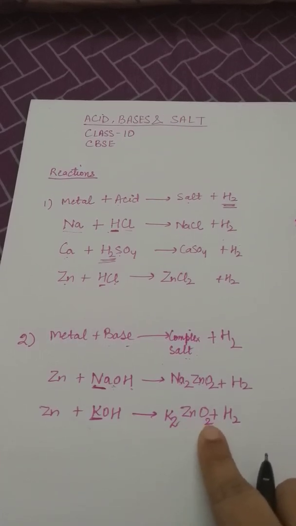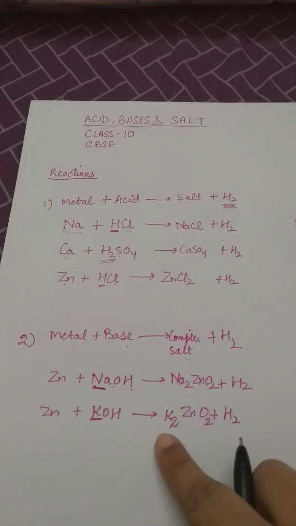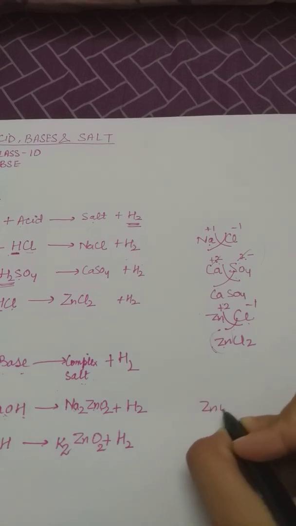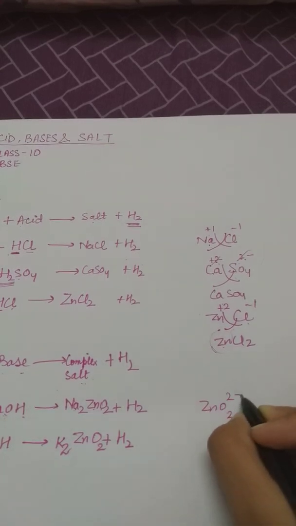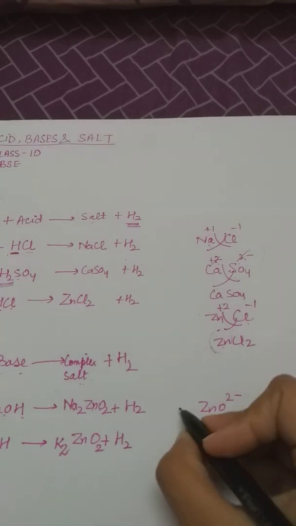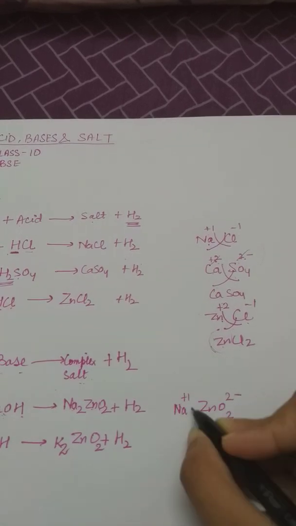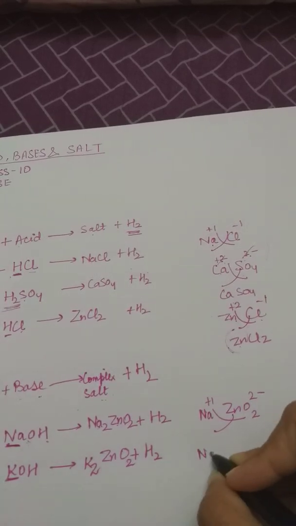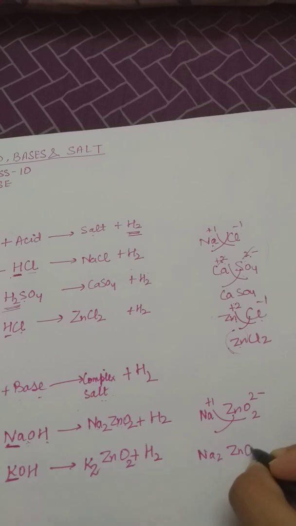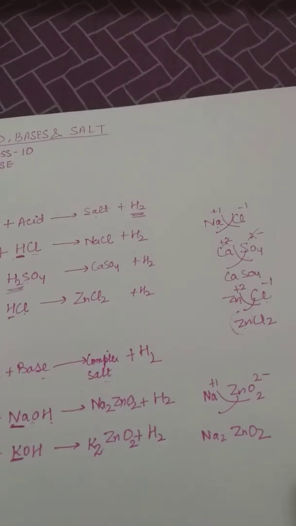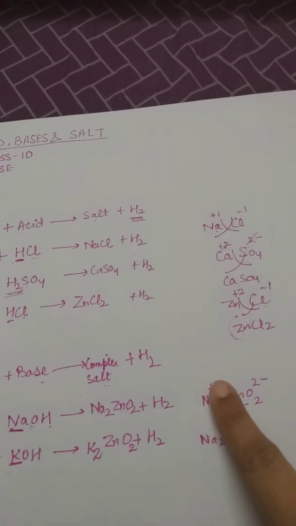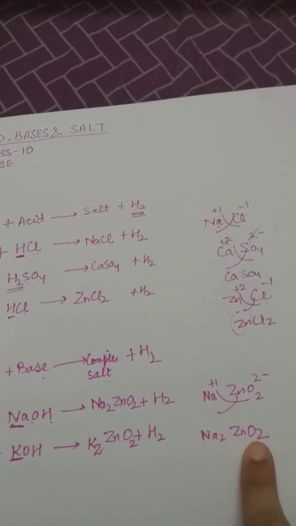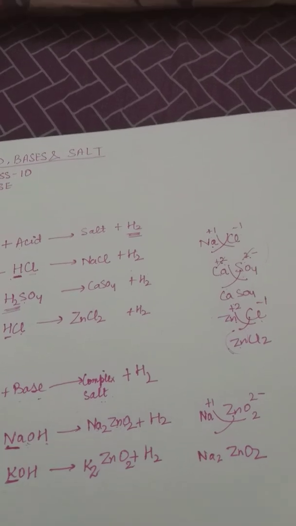The formula for zincate is ZnO2 with 2 negative charge. Let me explain one thing. Zincate is this ion, this is the formula of zincate, and sodium is Na plus 1. So when you do cross valency, you get Na2ZnO2. This 2 has gone here, and the 1 we don't write, so we have written ZnO2.